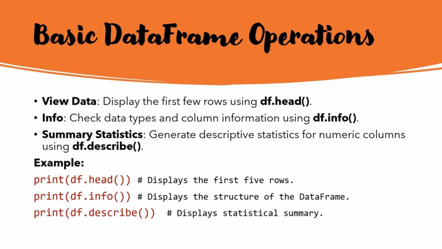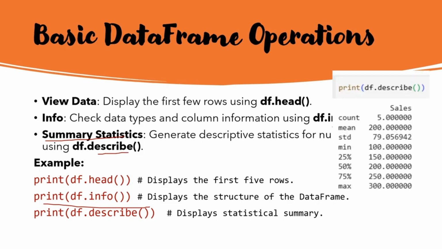Next, to get information about the data frame, you can use the info method to get a summary of your data frame, including the number of entries, column names, and data types. By running this line, you can get information about the data frame. Lastly, for getting a statistical summary, you can use the describe method, which will return mean, median, mode, min, max, etc. of the data frame. By running this line, you can display the statistical summary.